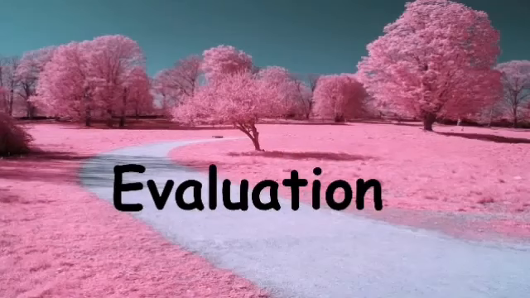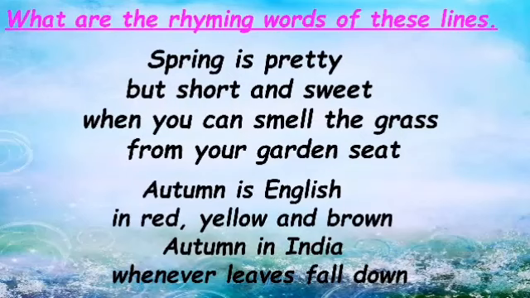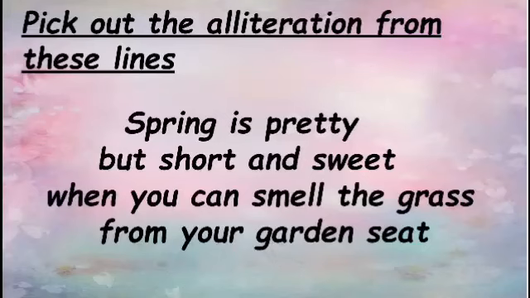Okay children, it's time for questions. Once again, you can go through the poem and answer those questions. First one, what is the poem about? Second one, who is the poet? Third one, what do you mean by the word leap? What are the rhyming words of these lines? Pick out the alliteration from these lines.